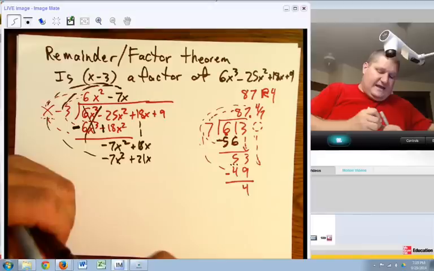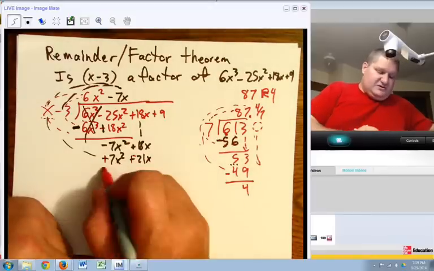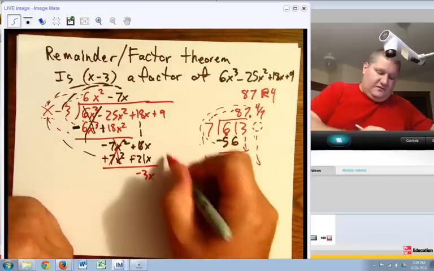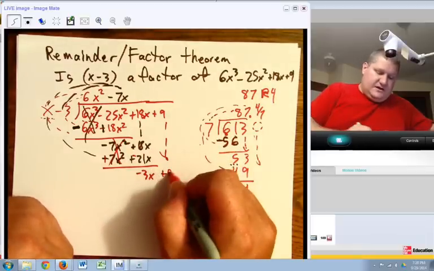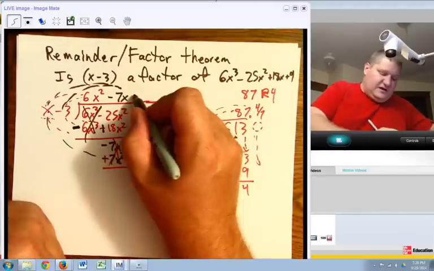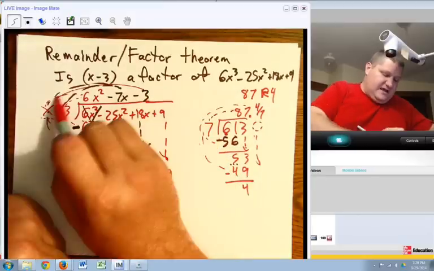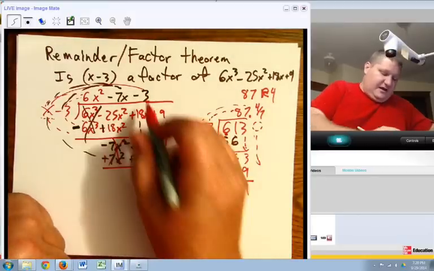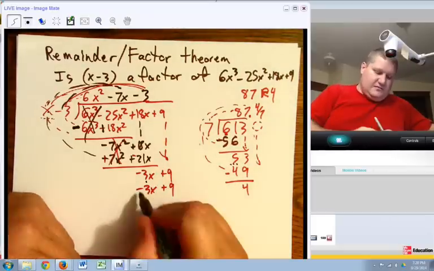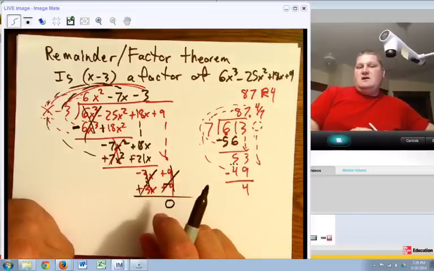And again, just like we did with the 49, we're going to switch those signs. And by switching those signs, those go away. And we're left with negative 3x plus 9. Well, how do I change an x into a negative 3x? Well, it's going to need a negative 3. Negative 3 times x gives me negative 3x plus 9. Then I need to go through and switch the signs. Gone, gone, remainder of 0.